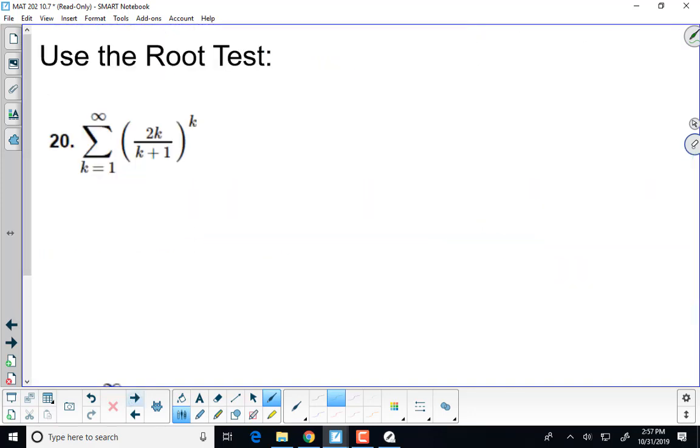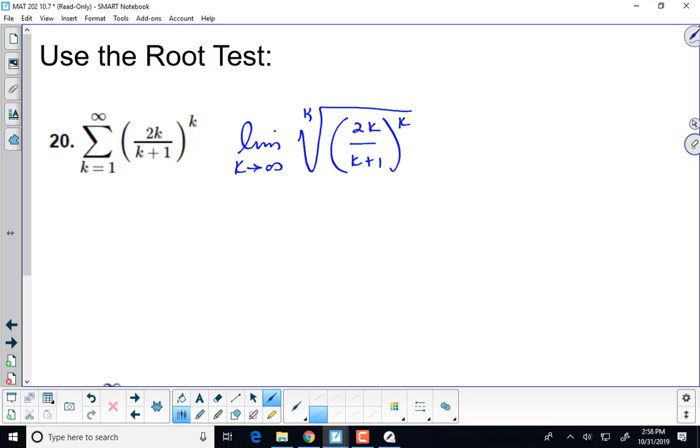All right, so root test in general, if you have something raised to the kth power, we had one just a week ago where we said, oh, let's just wait until we get the root test. It's very close to the one if it's not the one. So we're going to take the limit as k goes to infinity of the kth root of this thing raised to the kth power. So the kth root of that quantity to the kth power, those two k's undo each other, and we have the limit of the ratio 2k over k plus 1.